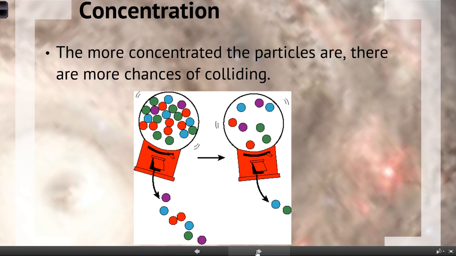Concentration. Concentration is how concentrated something is. Now, you've probably all made juice or cordial from sachets or from a cordial syrup. And guys, that's a good example of how concentrated something is. If you pour in a lot of syrup and hardly any water, it's really concentrated. If you add lots of water, it's going to be much less concentrated, or dilute. So dilute is kind of the opposite of concentrated. All right. Now, the more concentrated your reactants or the particles are, the more chances there are of colliding.